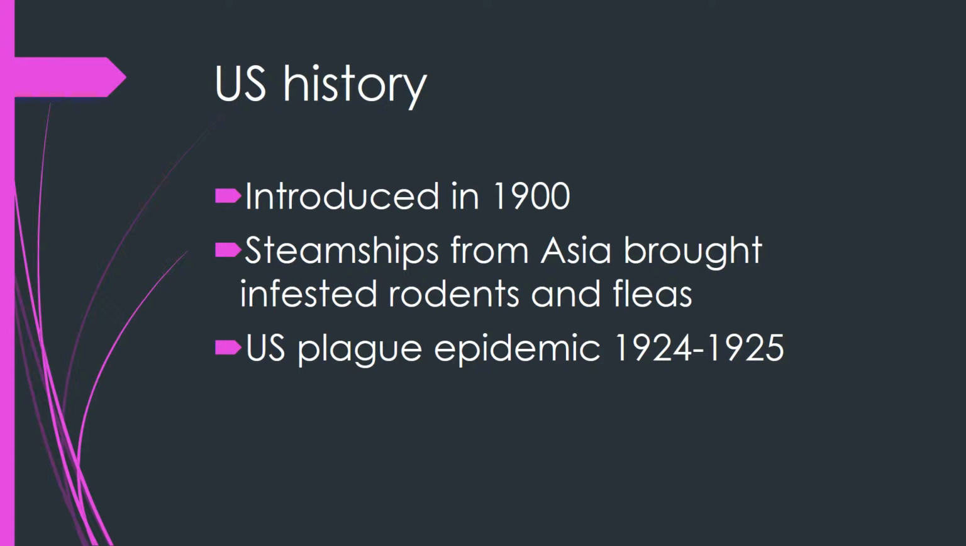Now, the history of the plague in the United States started in 1900. Steamships from Asia brought infested rodents and fleas over, and the U.S. plague endemic lasted from 1924 to 1925. It wasn't very long.